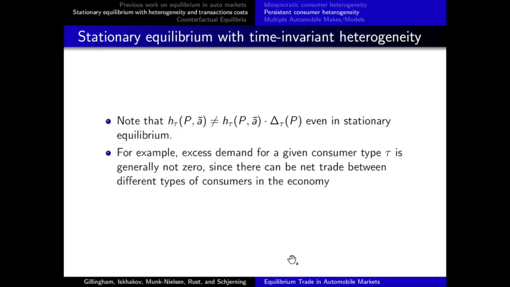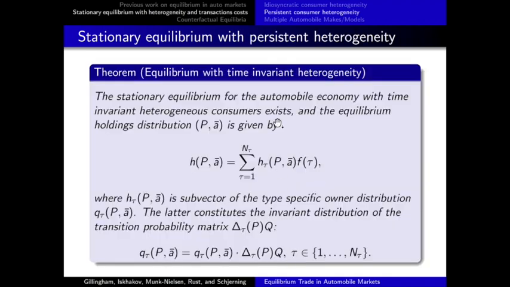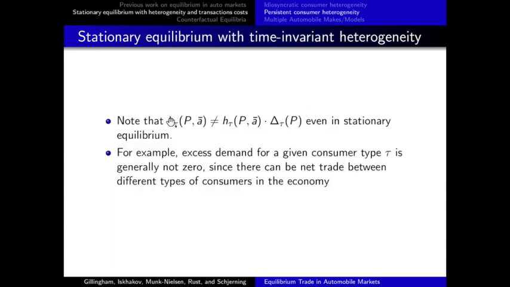Now there's a theorem that shows one of the things that are different to the persistent idiosyncratic case, where we just have the epsilon shocks: it doesn't necessarily hold that the holdings distribution for a given type is invariant to trade. So this is a trading matrix, even in stationary equilibrium. The excess demand for a given customer of type tau is generally not zero, because who says I'm trading with the same type of consumers? So there could be net trade between different types of consumers in the economy.